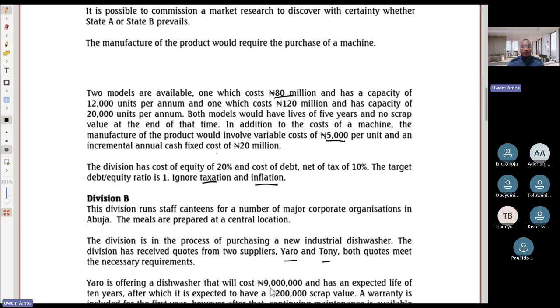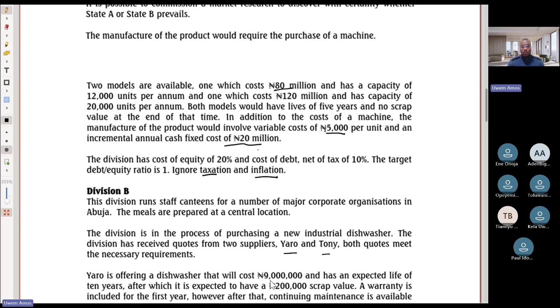It mentions that the incremental fixed cost would be 20 million. So in that case, we'd only be interested in calculating our performance for the first period, and then we make use of annuity factor to extend it over the 5-year period. So let's get right into it then.